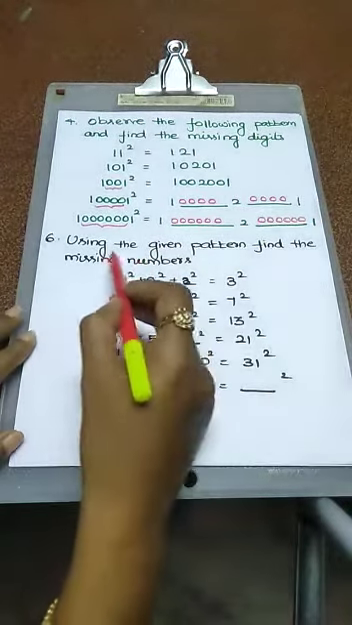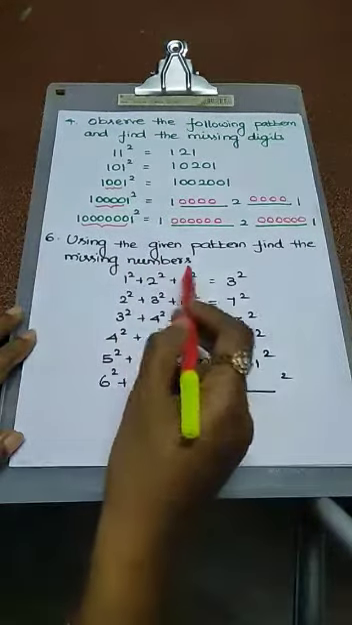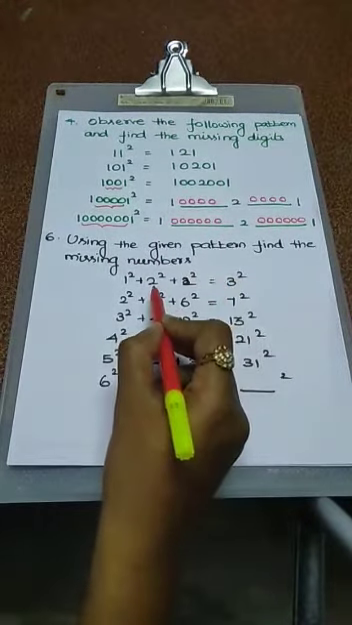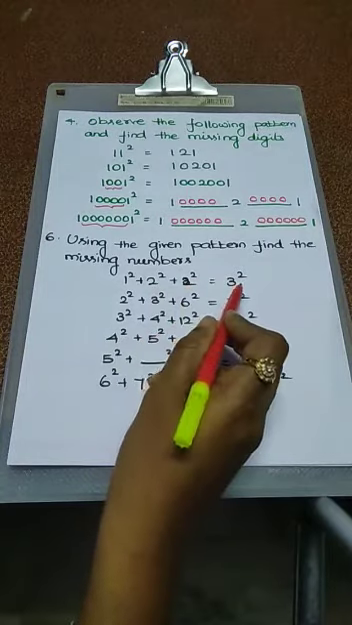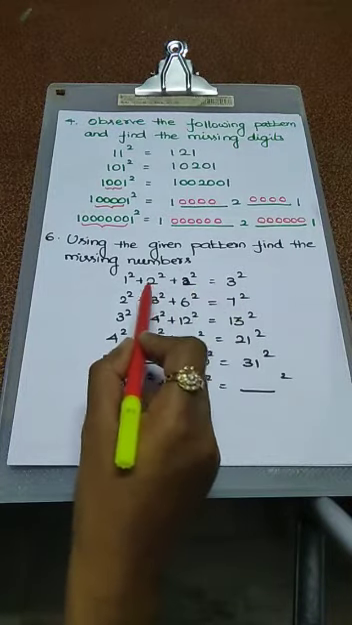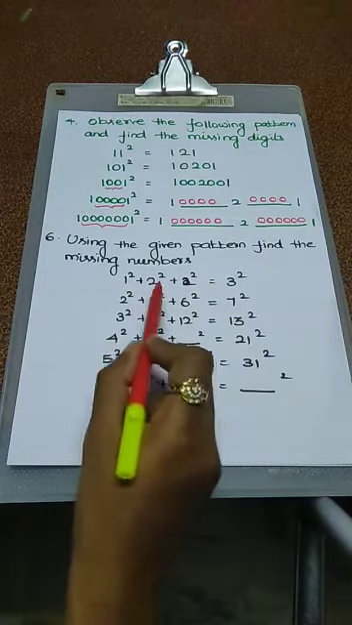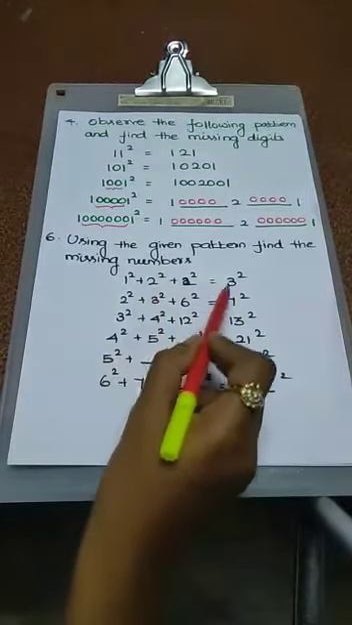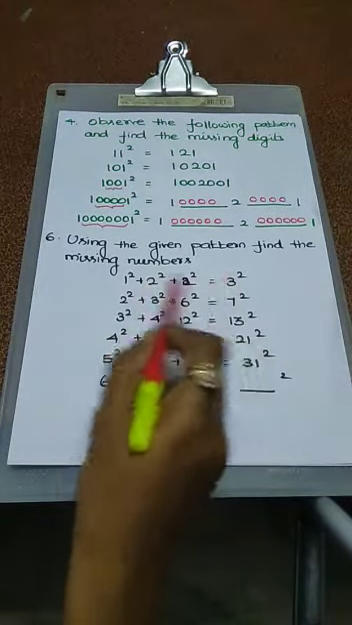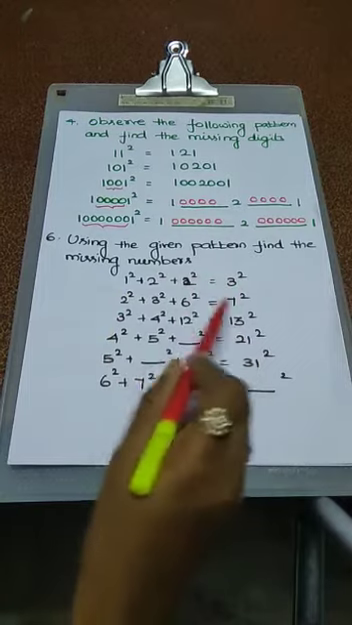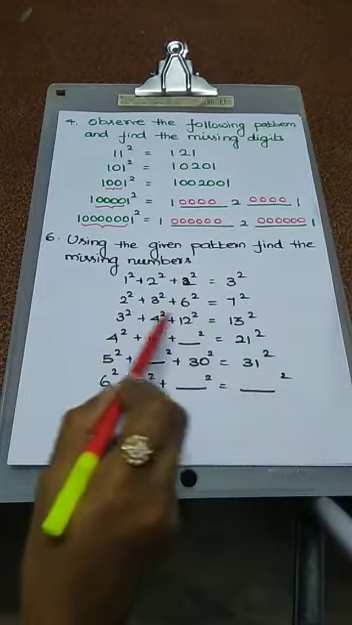The next question is, using the given pattern, find the missing numbers. 1 square plus 2 square plus 2 square equals 3 square. Because 2 square is 4, 2 square is 4, 1 square is 1, 4 plus 4 is 8, 8 plus 1 is 9, and 3 square is also 9. So this value is equal. The same procedure we have to follow for the second and third row.